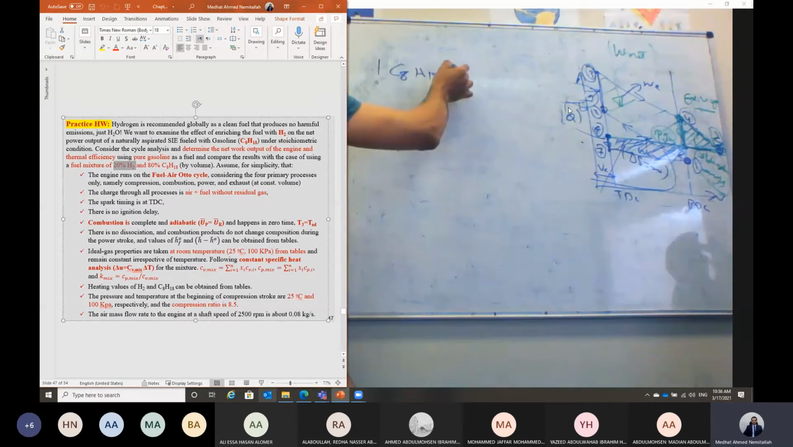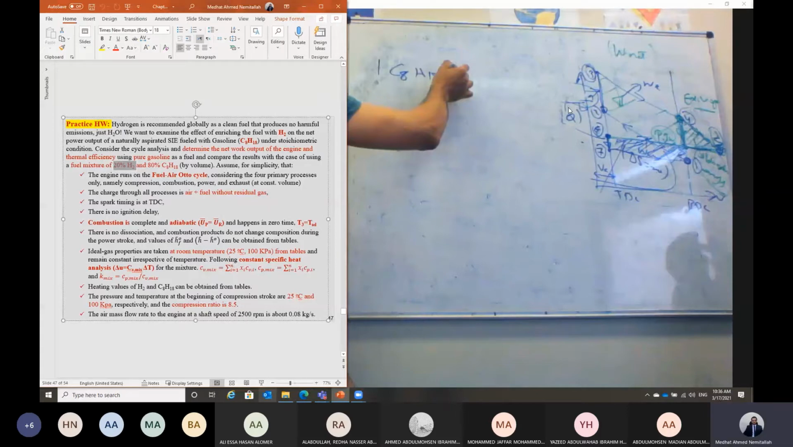This is under stoichiometric condition, so lambda is equal to 1, which will be 12.5 O2 plus 3.76 N2. That will give us CO2 plus whatever. Okay, those are the combustion products. You can write down this combustion equation when we have the fuel as pure iso-octane.